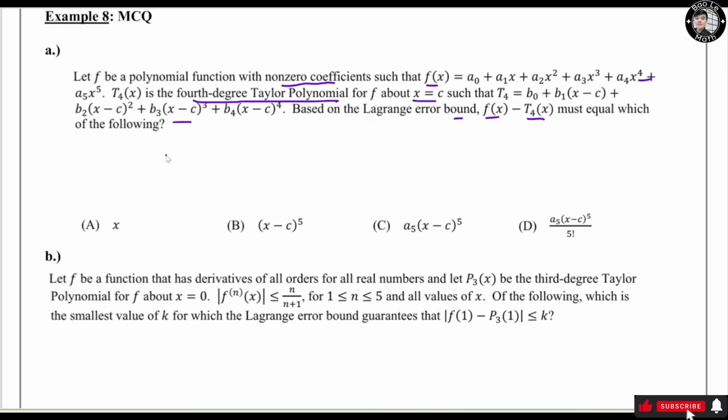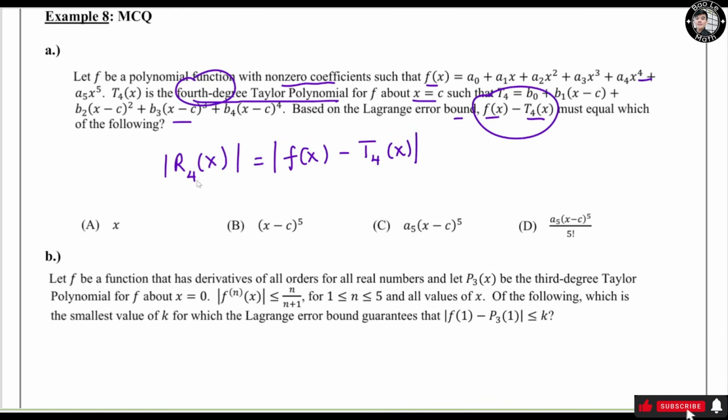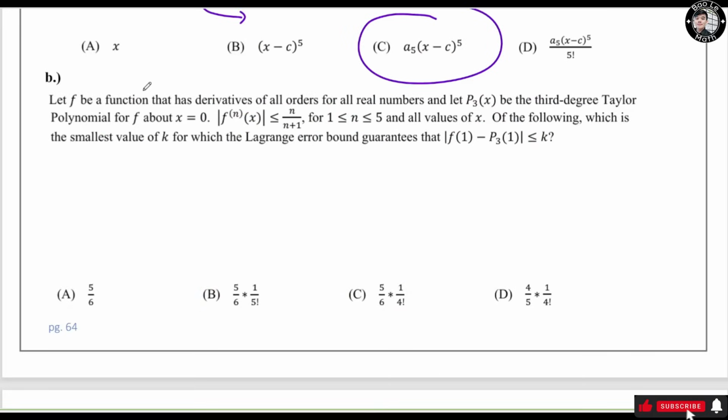Alright, the absolute value of R sub 4, right? This is 4 degree of S, equals the absolute value of f of S right here, subtract T sub 4 of S, right? And remember R sub 4 means the next term, right? So the next term should be this guy right here, right? Let's move on to question B.